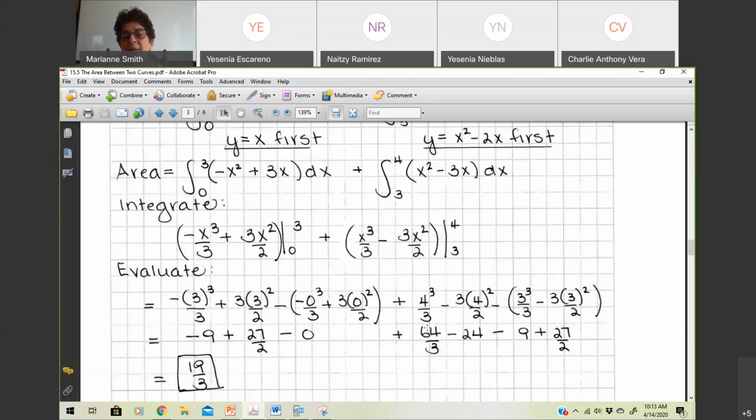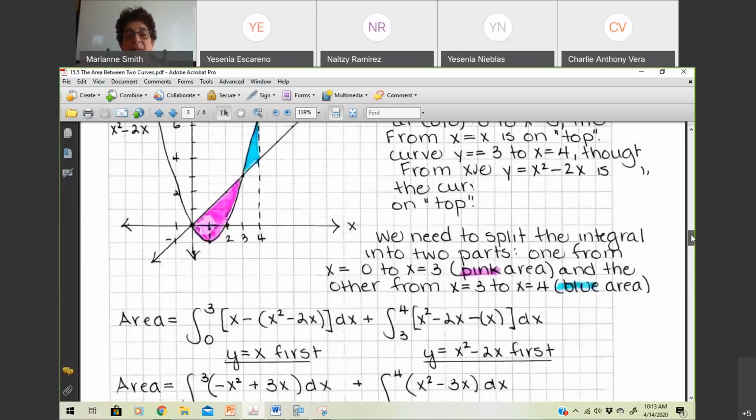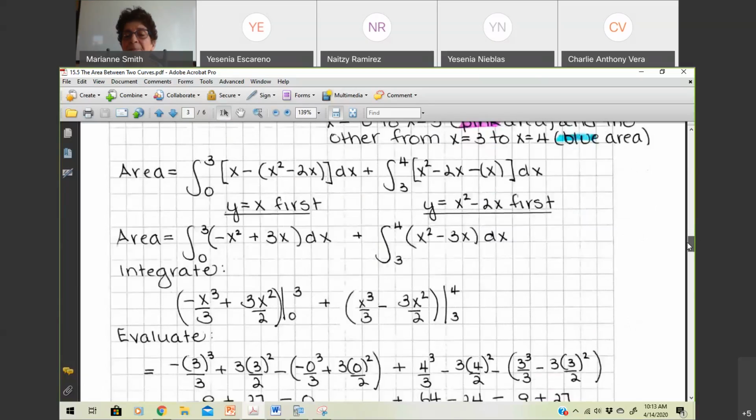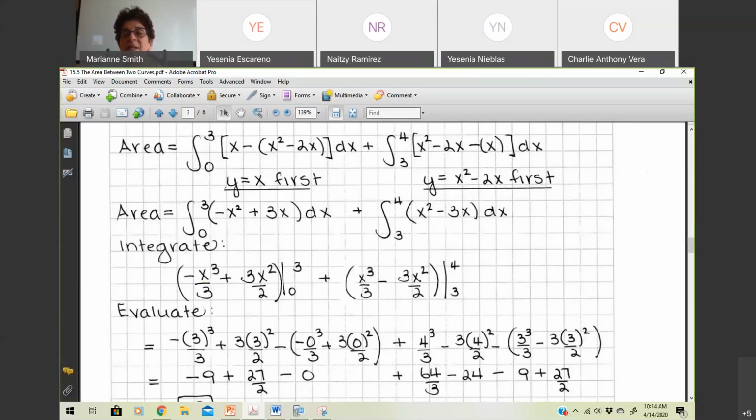And over here, I get 64 thirds minus 24, then minus 9 plus 27 halves. So this all works out to be 19 thirds as the area between the two curves. And again, remember, part of the area is with a linear on the bottom, part of the area is with a quadratic on the bottom, okay? So you've just got to split it into pieces, okay? So again, we'll see if we have time to work an example like this, because I really want to get to the economics part.